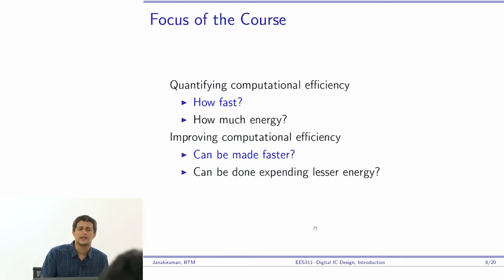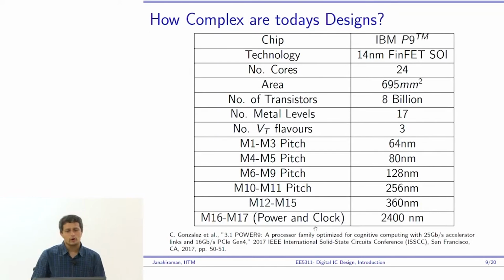Can it be done expending lesser energy? I will allude to this a little bit when I talk about energy and power, but that will be about it in this course. So before we jump into the details of this course, I think it's important to get a feel for what a microprocessor chip looks like in today's technology, right? So today's technology, by the way, in production is 14 nanometer in 2019, right? 7 nanometer is in technology development stage. There's really no product that has come out in mass production, right? Whereas 14 nanometer has come out in the market.